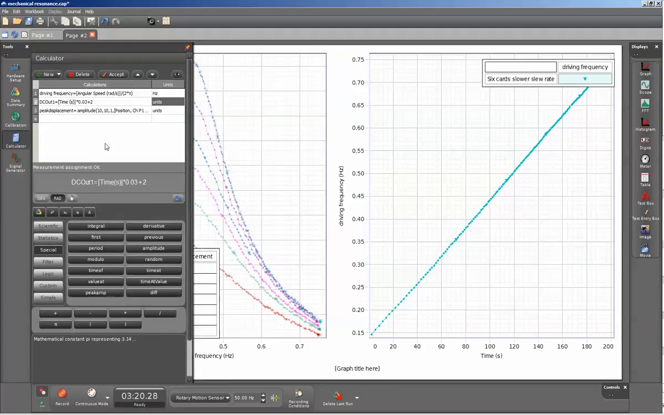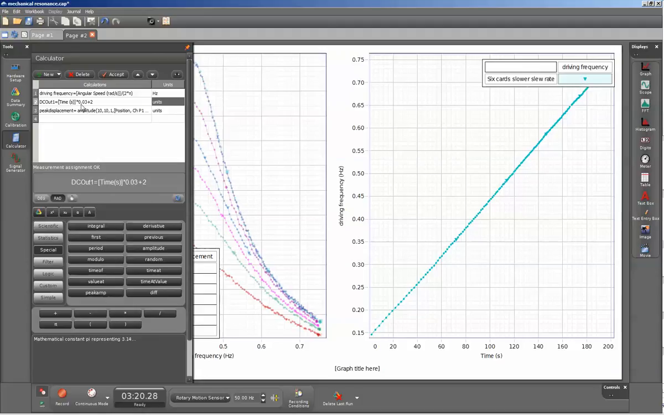Part of this is we have our calculations here. So you can see that our driving frequency is determined from the angular speed, which is determined from the setup of the PHOTOGATE, which I'll show momentarily. The DC voltage from the 550 is determined by this calculation. So we're using time to increment the voltage over time.